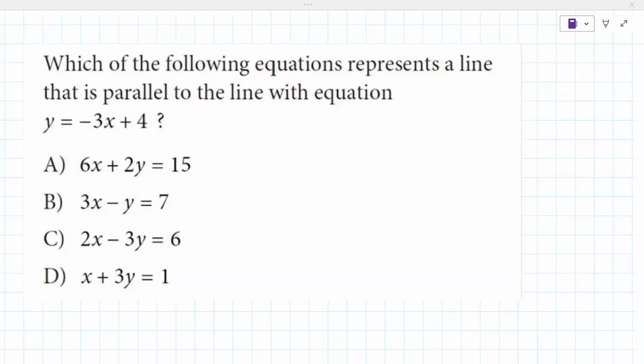I think it's A. You said letter A. Yeah. All right. We're looking for the one that's parallel this time, right? You are correct. Good job. Good job.